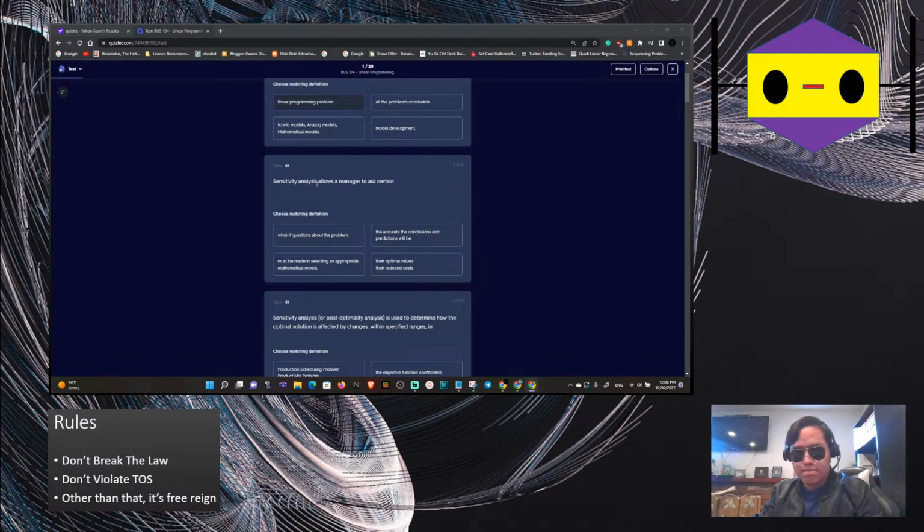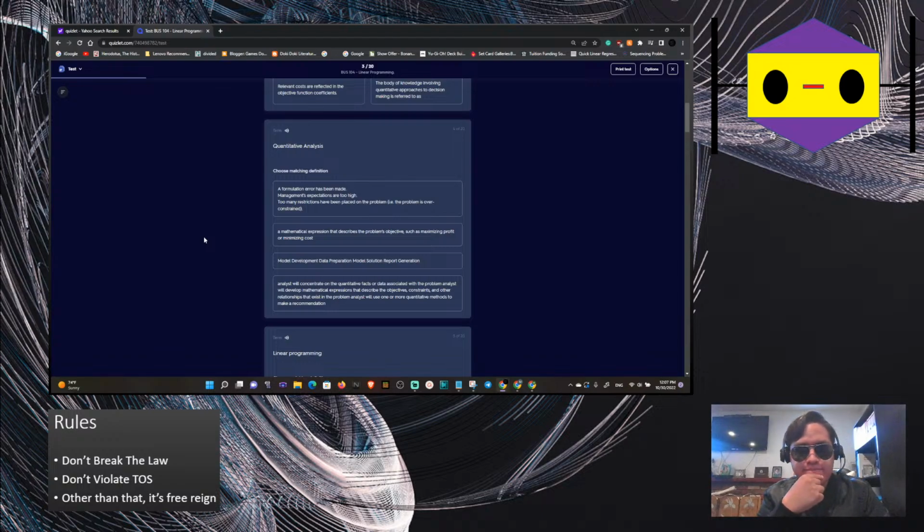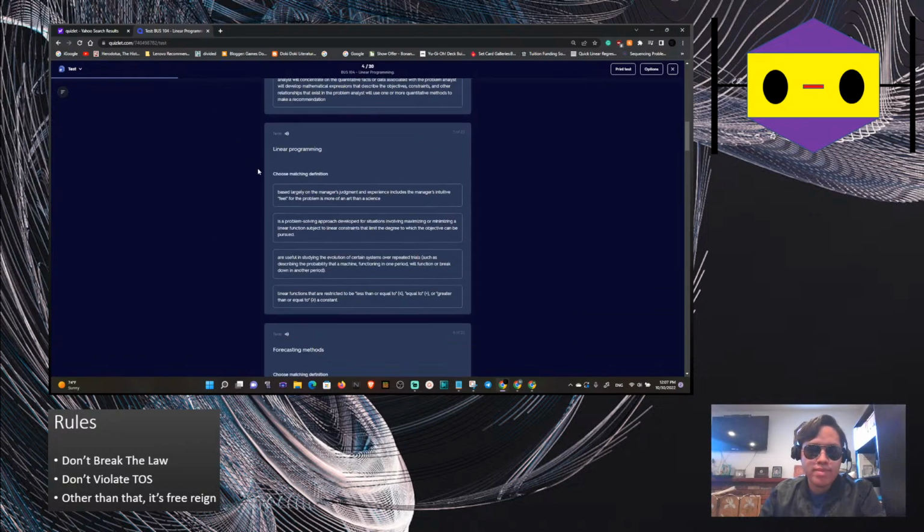I'd say it must be made in selecting an appropriate mathematical model. Okay. Sensitivity analysis or post-optimality analysis is used to determine how the optimal solution is affected by changes within specific ranges in what? In the objective function coefficient, the right hand side values. Quantitative analysis. What is the definition? It's about numbers. Let me see. This one, right? Yes, this one. A mathematical expression that describes the problem's objectives, such as maximizing profit or minimizing cost.